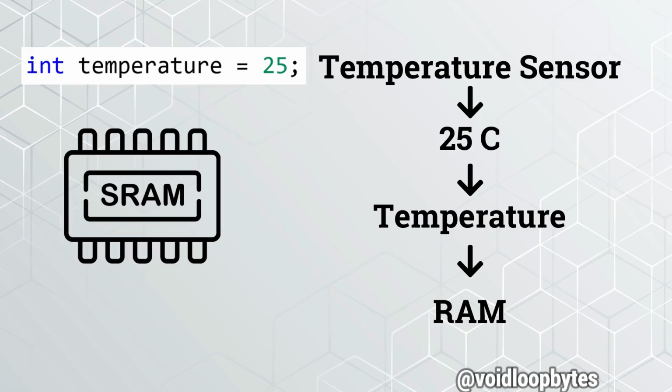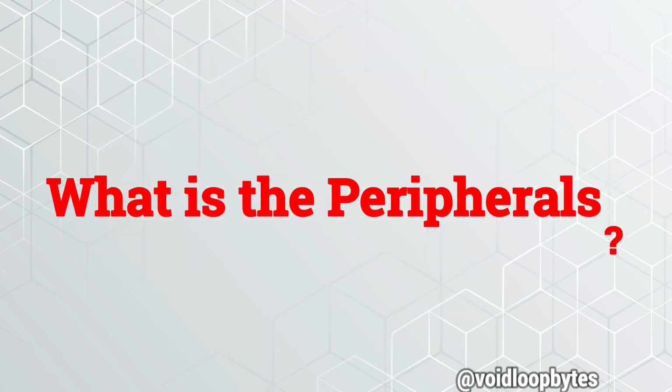is running. But unlike flash memory, RAM is volatile. The moment power is turned off, everything stored in RAM is erased and it starts completely empty the next time the microcontroller powers on. What is a peripheral?